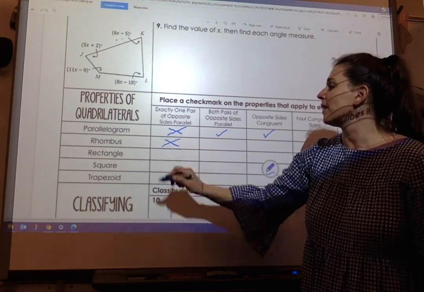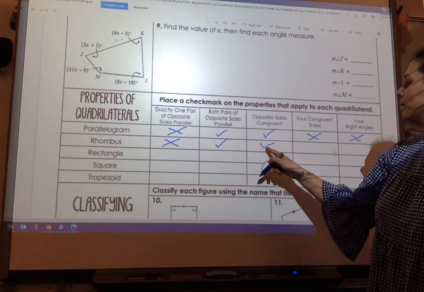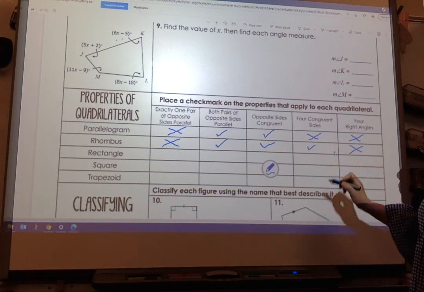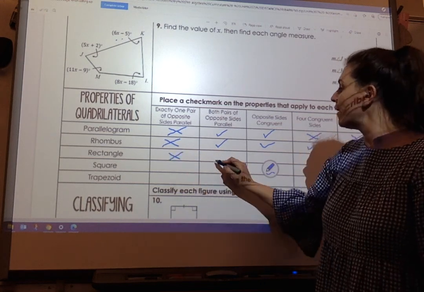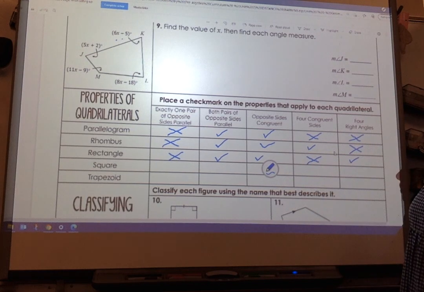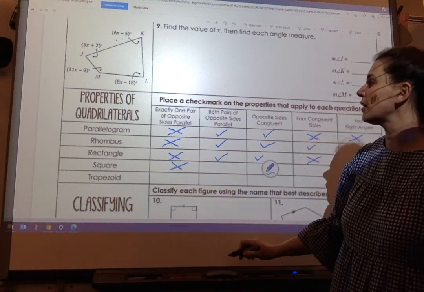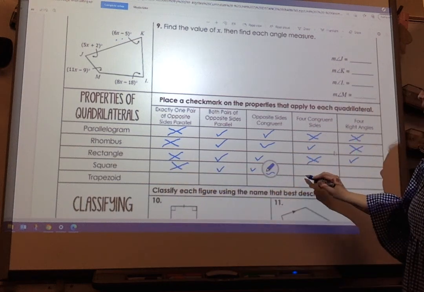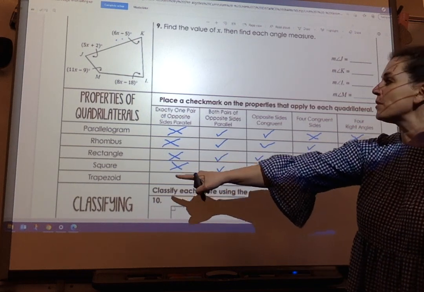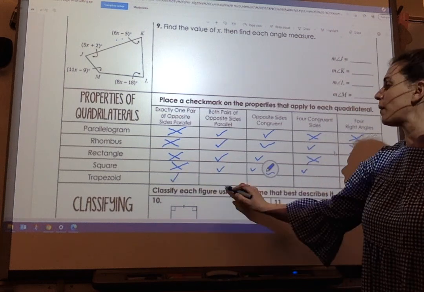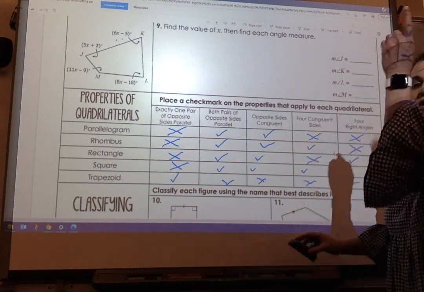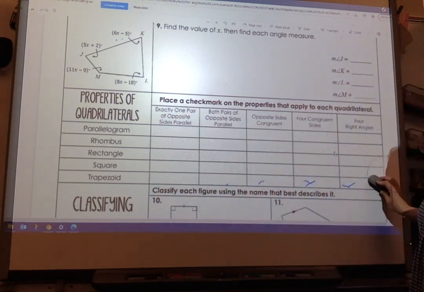Rhombus fits the parallelogram and it has 4 congruent sides. Okay? Does not have 4 right angles. A rectangle fits the parallelogram. It doesn't have congruent sides, but it does have 4 right angles. A square doesn't have exactly 1 pair of sides, but fits the parallelogram, fits the rhombus, and fits the rectangle. All check marks. And then the trapezoid is the only one with 1 pair of opposite sides. Nothing else is true.